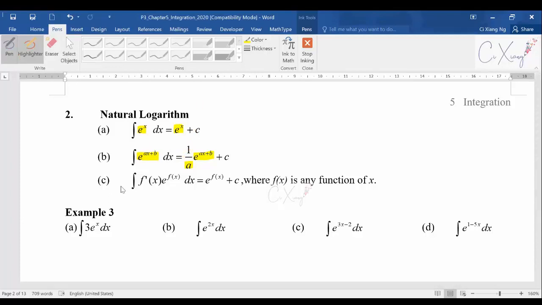For the third part, we no need to know about it because it is kind of confusing. So we will learn this later, maybe in some other parts of the question. We'll focus on these two only.